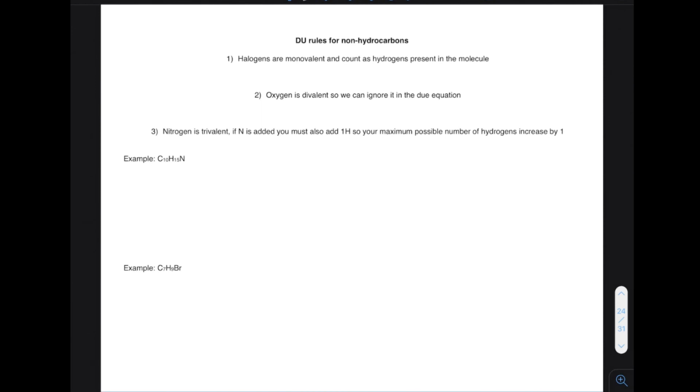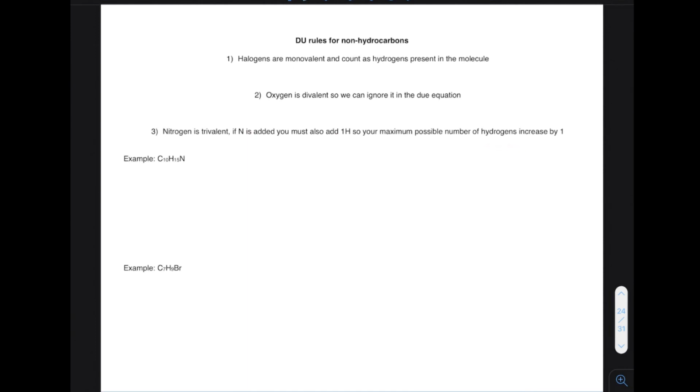So, of course, there's some additional rules to degree of unsaturation, and that is involving when there are non-hydrocarbons present in the formula. So when we have any halogens, since they're monovalent, they count as hydrogens present in the molecule. So you would essentially just say, if there are, for example, 7 hydrogens, and there's a halogen in there, you would say there's actually 8 hydrogens. Oxygen is divalent, so we just ignore it. So if there's an oxygen, just pretend it doesn't exist in the molecular formula. And if there's nitrogen present, because it's trivalent, you have to add 1 additional hydrogen for every nitrogen to your maximum possible number of hydrogens.